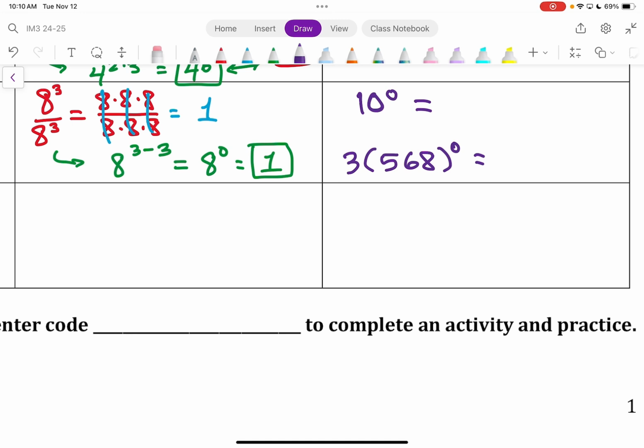So 10 to the 0 power is very easy. We just established that anything to the 0 power is 1. So 10 to the 0 is equal to 1.